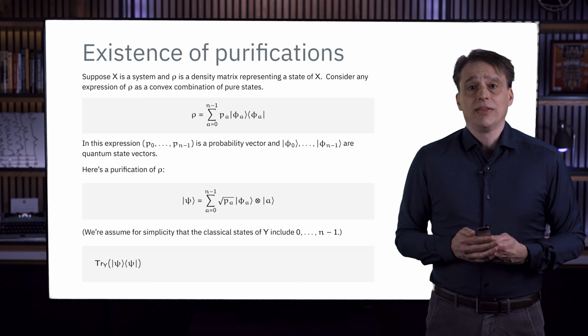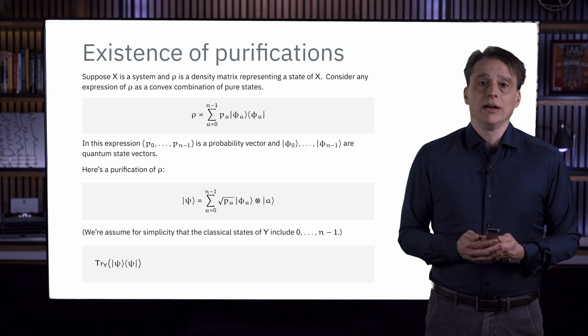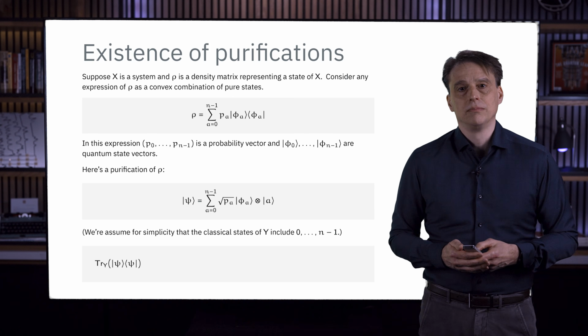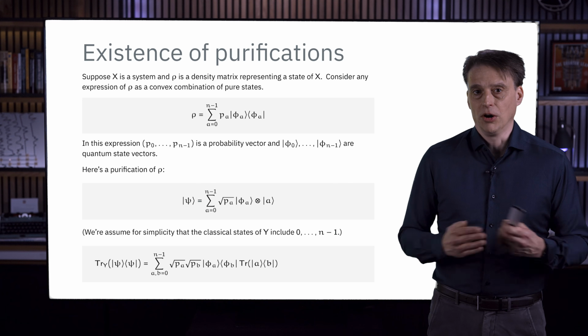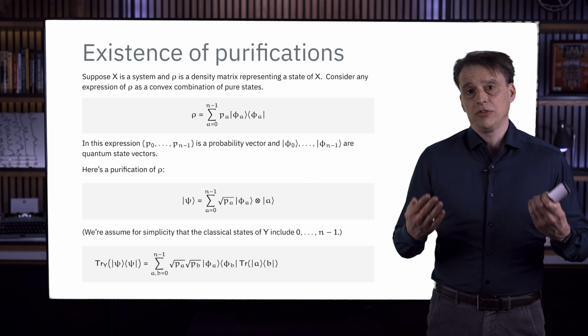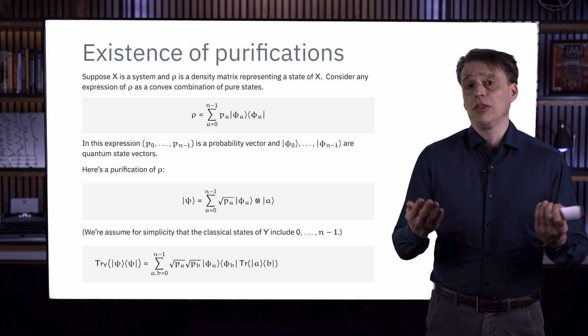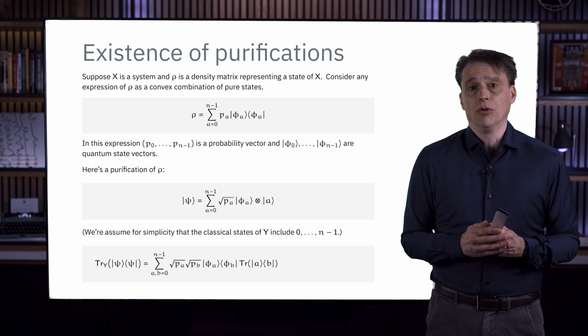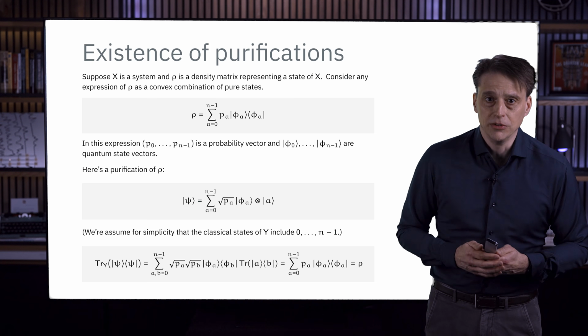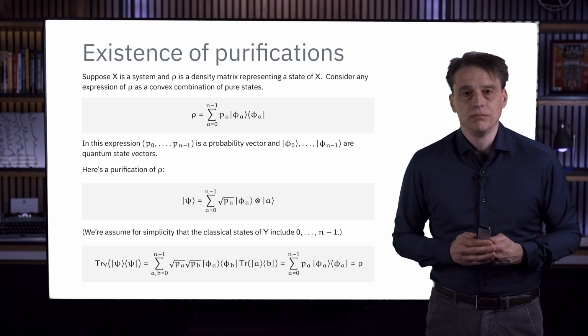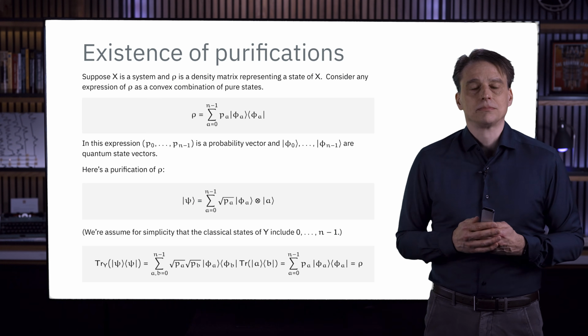And now we can check that this is indeed a purification by computing the partial trace over Y. Here's an expression of the state that we get by performing the partial trace. The trace of ket a bra b is either 1 or 0, depending upon whether or not a is equal to b, and so the expression simplifies to our original expression of ρ. And it's as simple as that.